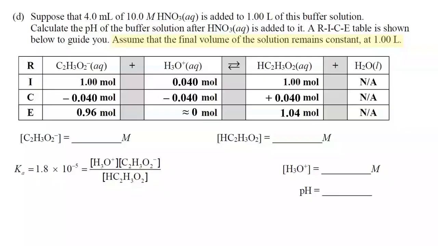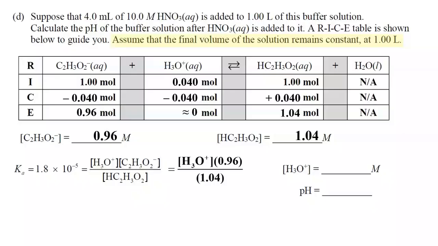So if I have the number of moles in the RICE table, then divided by 1, it's going to be the same number for the concentration. So my concentration of acetate is 0.96 molar, and my concentration of acetic acid is 1.04 molar. What do I do now to get the pH? I will simply plug in the numbers for the concentration of acetate and acetic acid into the Ka expression, and I will solve for the concentration of the hydronium ion, and then take the negative log to get the pH.